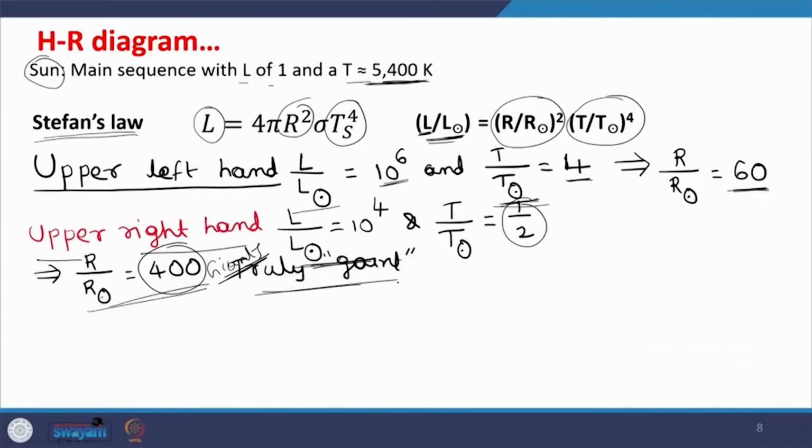How did we get this number? Just by looking at the ratio of the luminosity and the temperature. And it is truly a giant, right. R by R sun is 400, whereas R by R sun is 60 only in the upper left hand.